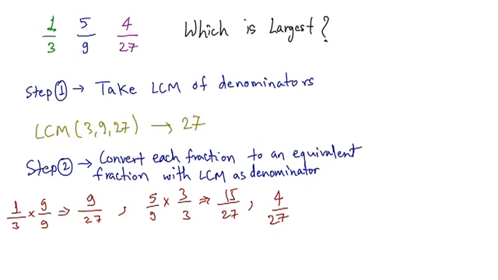So now you can tell which one of these, 9 by 27, 15 by 27 and 4 by 27, is the greatest. So 15 by 27 is the greatest, the largest of these three numbers. So 5 by 9 is the largest of these three fractions.